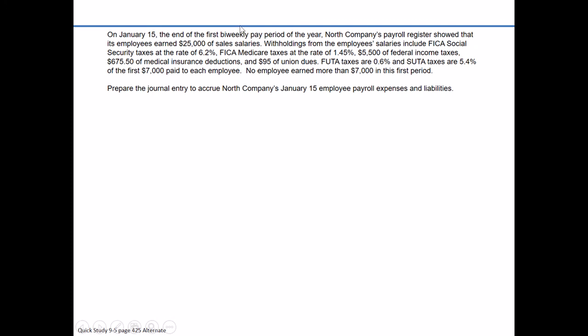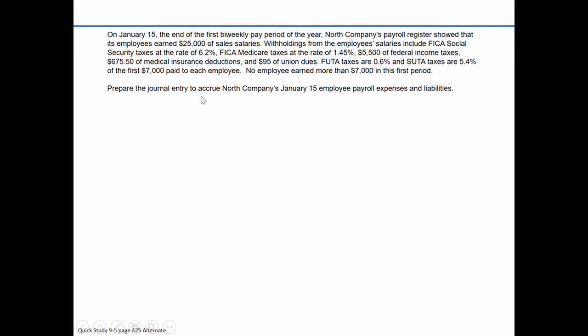In the alternate version of Quick Study 9-5, we're going to record employee liabilities. On January 15th, the end of the first biweekly pay period, North Company's payroll register showed its employees earned $25,000 of sales salaries. So I'm going to skip some detail for now and look at our overall objective, and that's to accrue North Company's January 15th employee payroll expenses and liabilities.